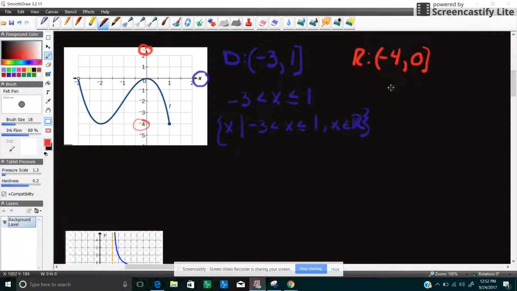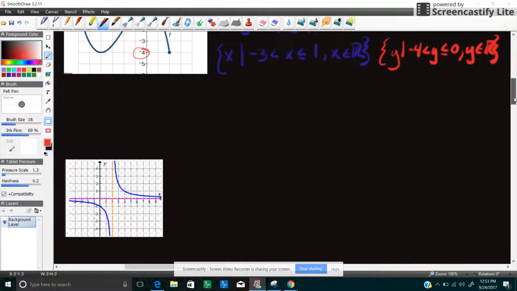Okay. So just like before, I'm going to do -4 is less than y, because this is range, less than or equal to 0. And again, parenthesis, no line, bracket, line. For my set notation, I do y such that -4 is less than y, less than or equal to 0, where y belongs to the real numbers.